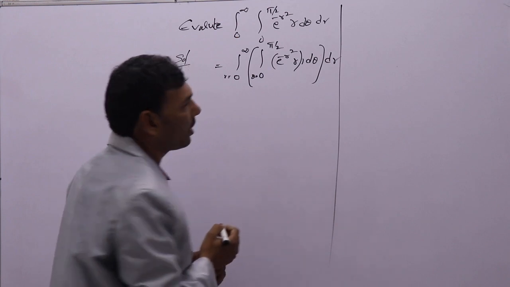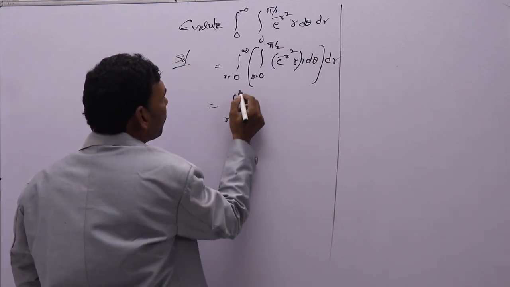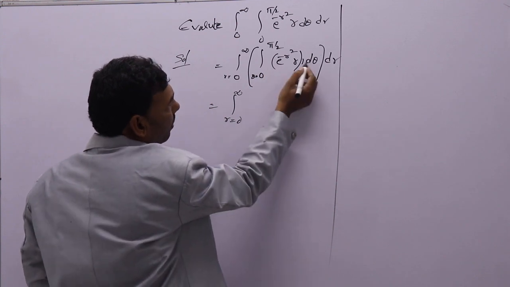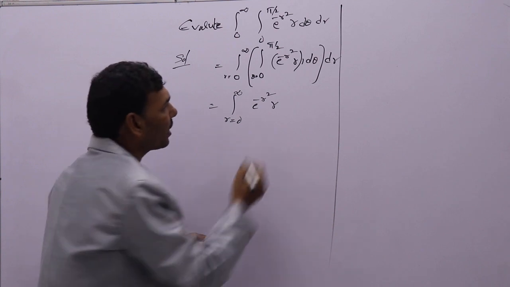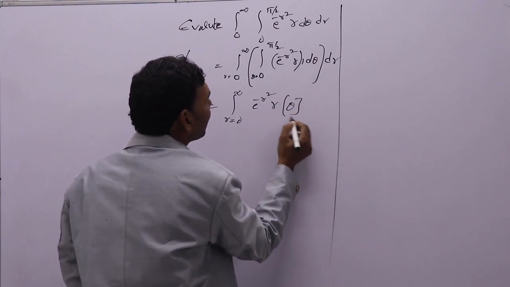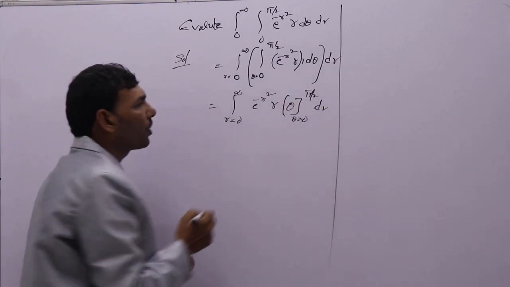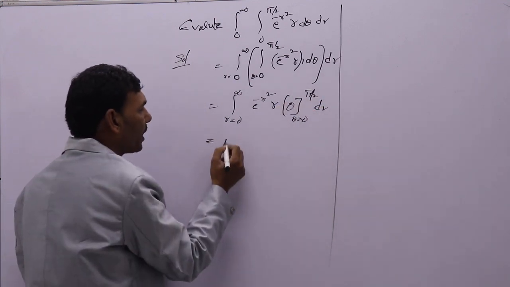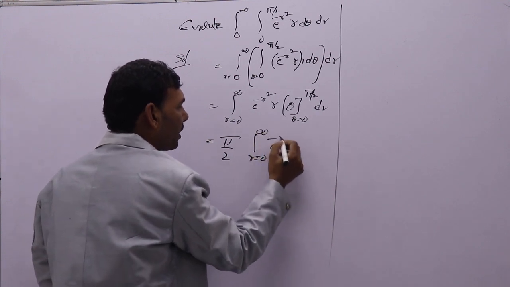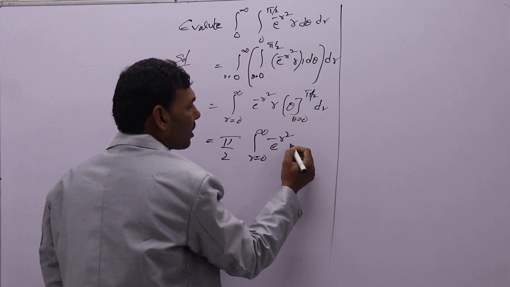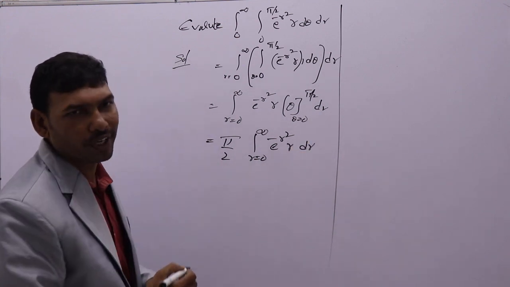Integral 1 d theta is theta. Then r equal to 0 to infinity: theta e power minus r square r will be there. Write 0 and pi by 2 in the place of theta. If you write pi by 2 in the place of theta, what will you get? Pi by 2 will be here, times integral r equal to 0 to infinity e power minus r square r dr. This one we need to evaluate.